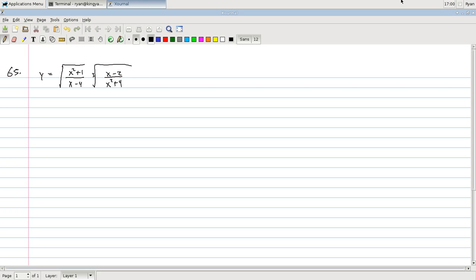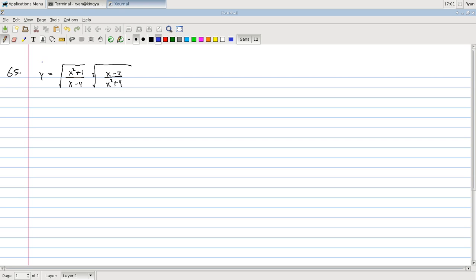Problem 65. Find the derivative of the square root of (x squared plus 1) over (x minus 4) times the cube root of (x minus 2) over (x squared plus 4). As written, it looks like our first step would be a product rule. In the product rule, we have a chain rule with a quotient rule on each factor. This looks really messy as is. So instead of all that, let's try using logarithmic differentiation.